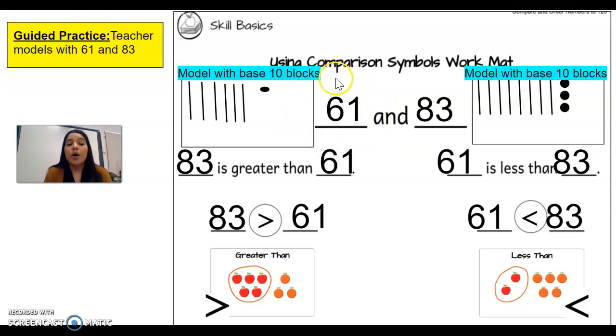And which one is a smaller number? 61. Awesome. So 61 is less than 83. Less than means smaller. Which one's the smaller number? Which one has the less value? And greater than means the biggest, bigger value. Okay, right here we used 83 is greater than 61. So you see our greater than symbol. And 61 is less than 83, so you see our less than symbol.